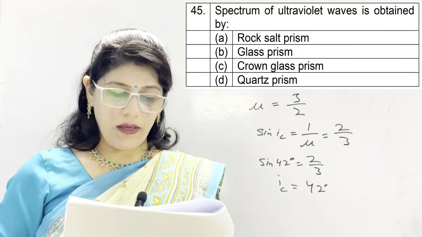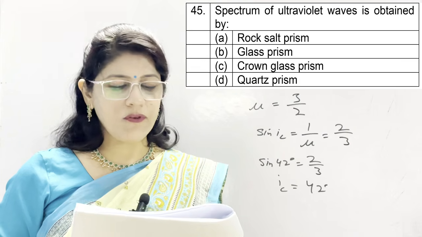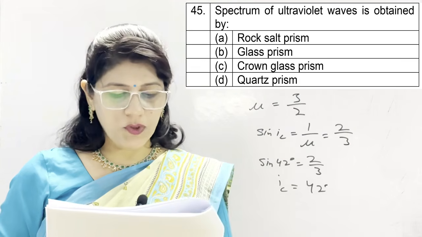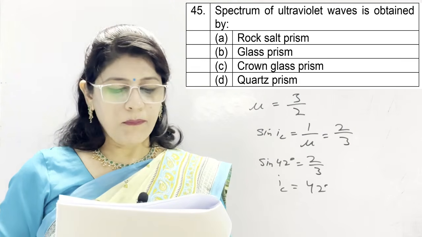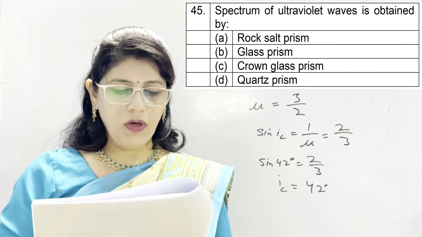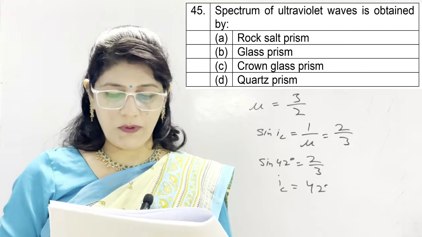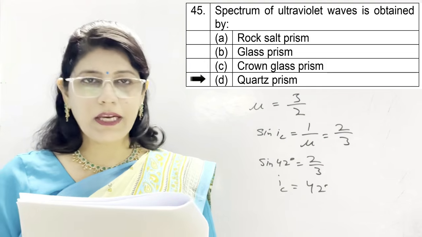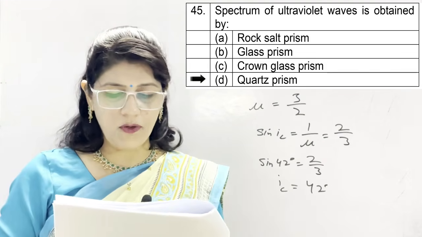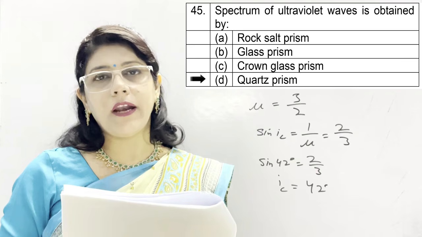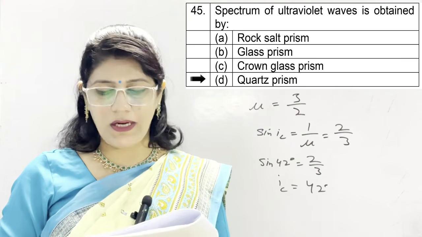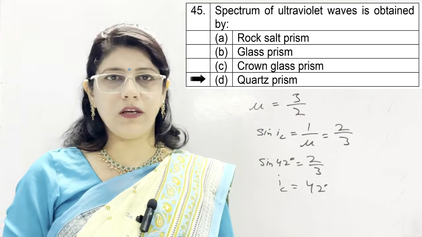Question number 45. Spectrum of ultraviolet waves is obtained by A option rock salt prism, B glass prism, C crown glass prism, and D quartz prism. So option D is correct, which is quartz prism, because we know ultraviolet radiations are absorbed by glass, but they can pass easily through quartz material.